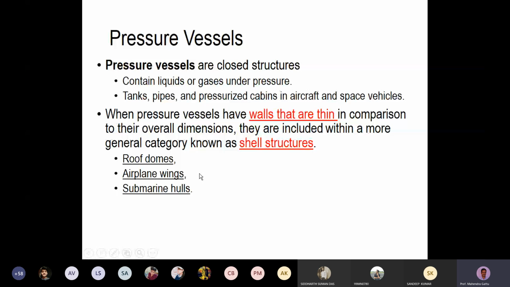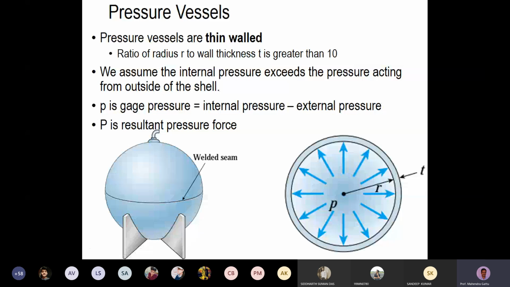So we'll discuss spherical pressure vessels. Here we have a spherical pressure vessel. We have the radius, the diameter, and there will be a thickness of this vessel. The thickness is very small compared to the radius or the diameter. To be classified as a thin-walled pressure vessel, the radius should be at least 10 times greater than the thickness.